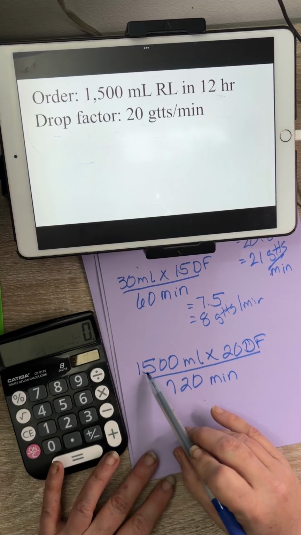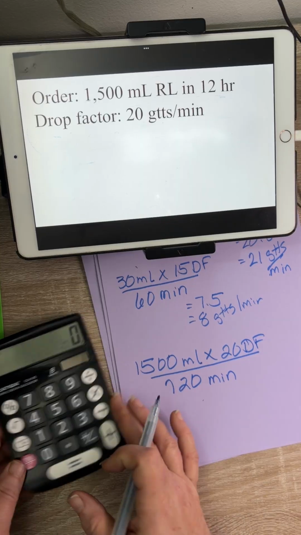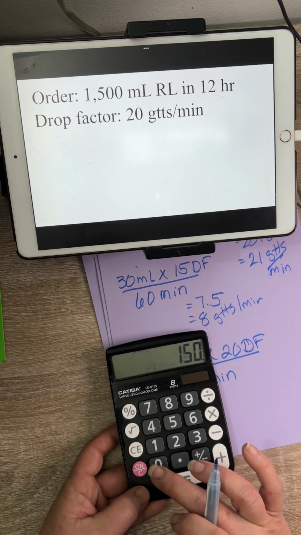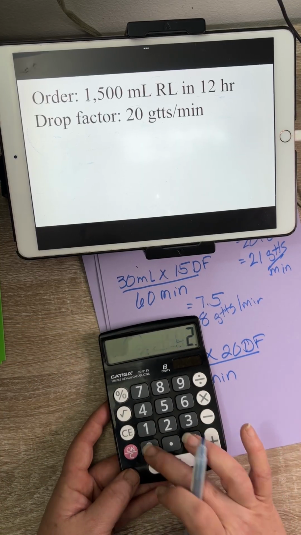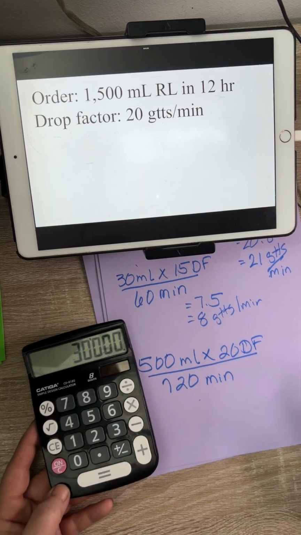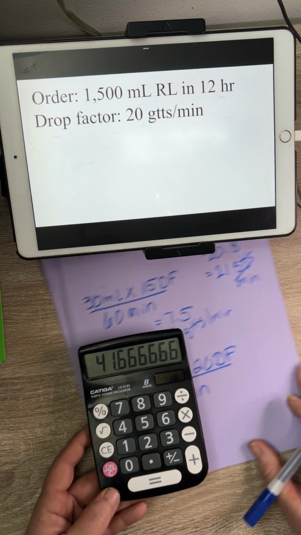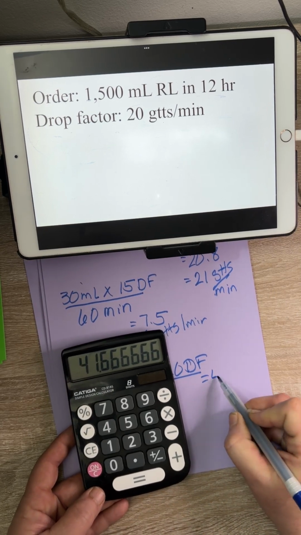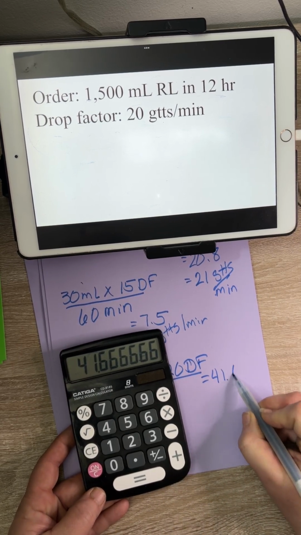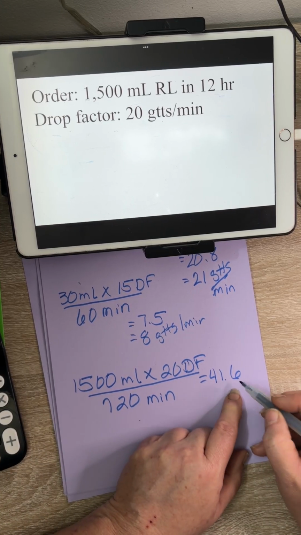Okay, and so we're going to do all the math on the top. And then we're going to divide it by the number on the bottom. 1,500 times 20. Don't even look because you're not done. Divided by 720 minutes. And that will be 41.6. And you know what we can and can't do with 0.6.